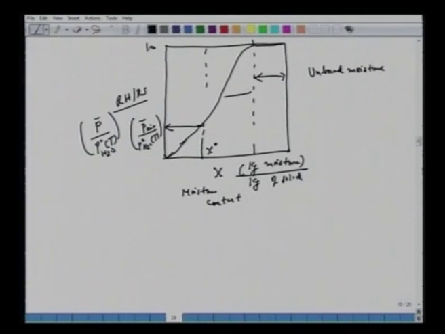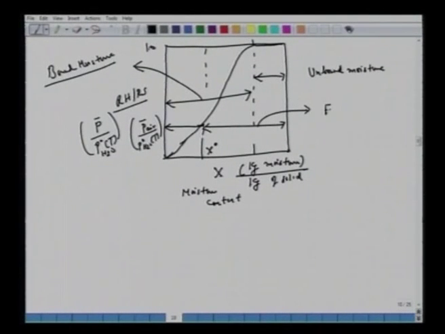And anything below this is bound moisture. Of course, not all bound moisture can be removed or is free for removal. That means this quantity here is free moisture, X minus x star. All right, so these are the important things we have marked here. This is the very first graph which we need to understand in drying operations.